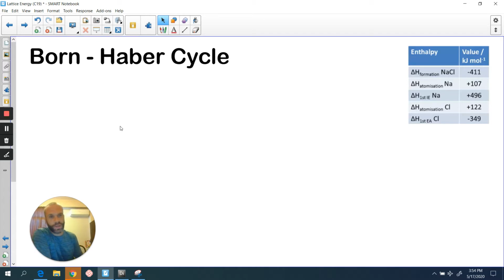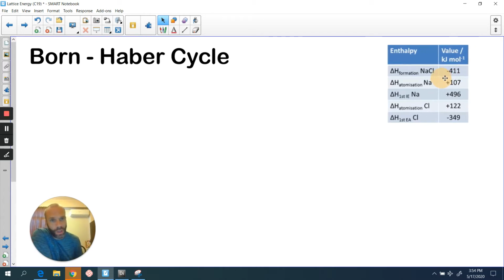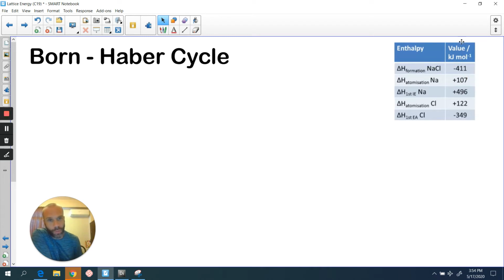So let's put it into context by making it into a question. Up here, we've got a bunch of enthalpy values. And you can see this is all relating to lattice energy for the formation of sodium chloride, okay? So we've got the delta H formation of NaCl, delta H atomization, first ionization energy of sodium, delta H atomization of chlorine, and first electron affinity of chlorine. All these values, as you already know, will allow you to calculate lattice energy.